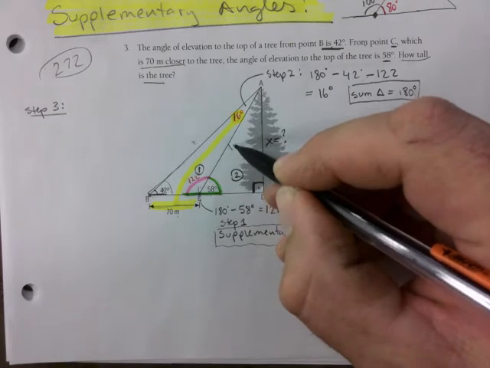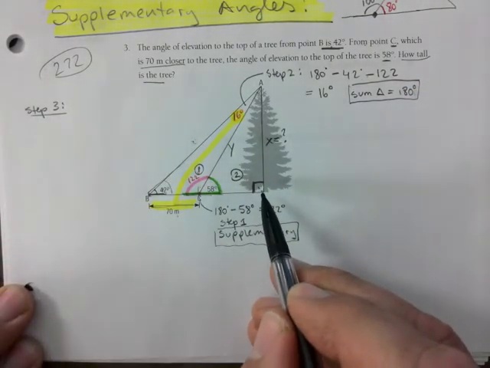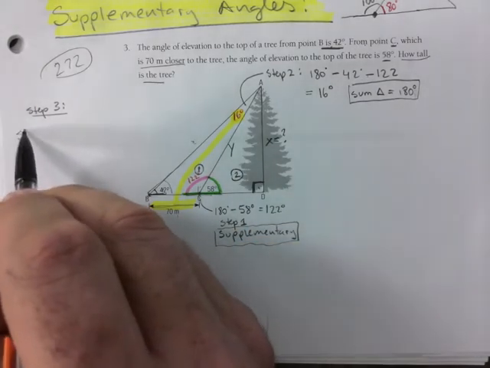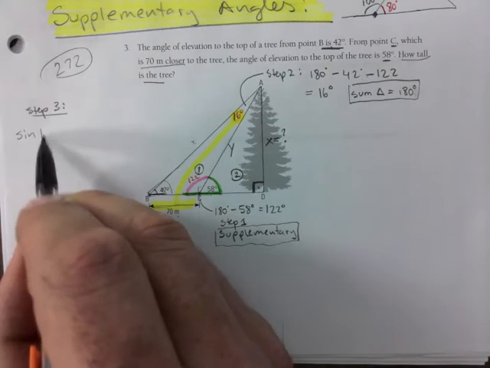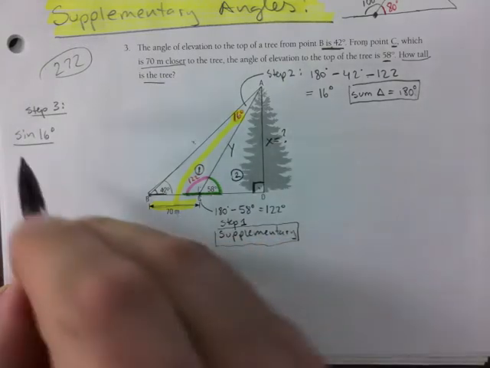I'm going to call this Y. Okay. So at this point, I have my pair here. So sine of 16 degrees. I know it's a little busy, guys, but you can do this. Focus, right? Sine of 16 over 70.